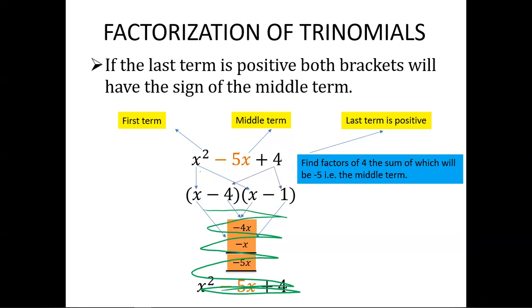When they ask you to factorize, you just write x minus 4 as well as x minus 1, and that's it. Okay, so that will be 1 mark, that will be 1 mark. That's it. Sometimes they give both, worth 1 mark.